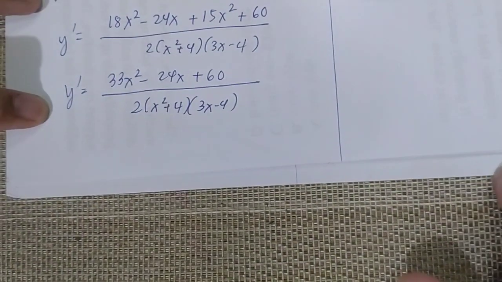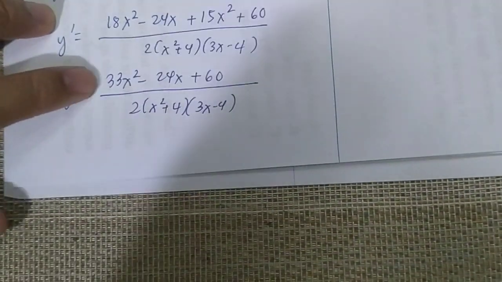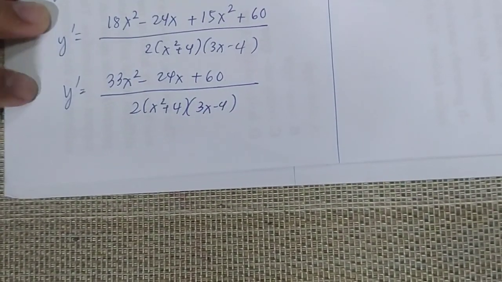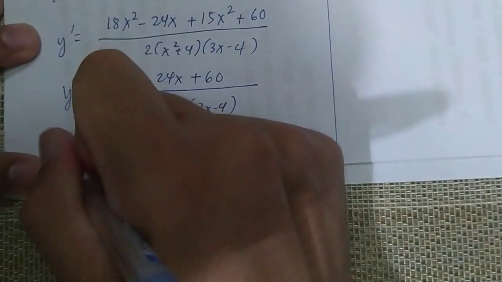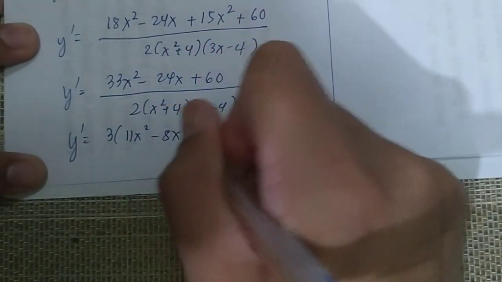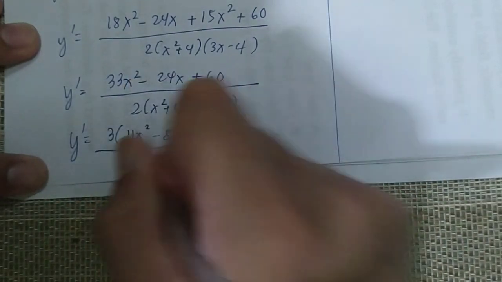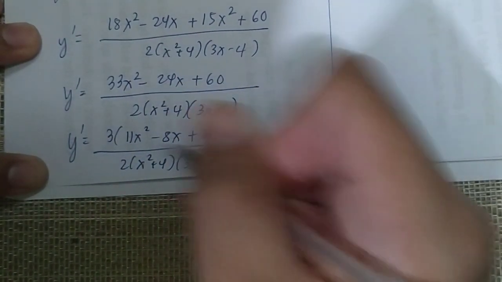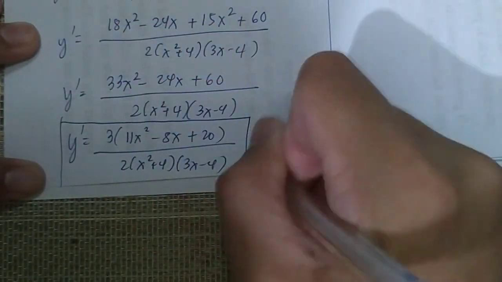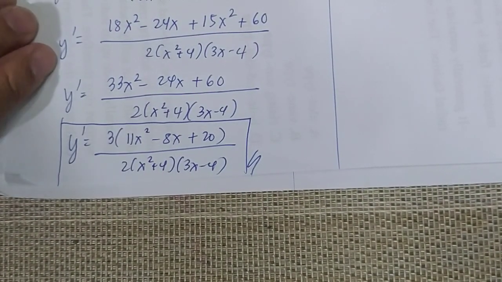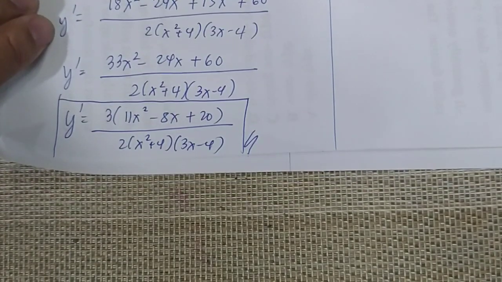by 3x minus 4. So, if you have a Sharingan, you can still see that 33, negative 24, and 60 have a common factor of 3. So, I can factor that 3 out, and it becomes 11x squared minus 8x plus 20 over 2 times x squared plus 4, 3x minus 4. So, that will be our final answer. You factor out just 3.